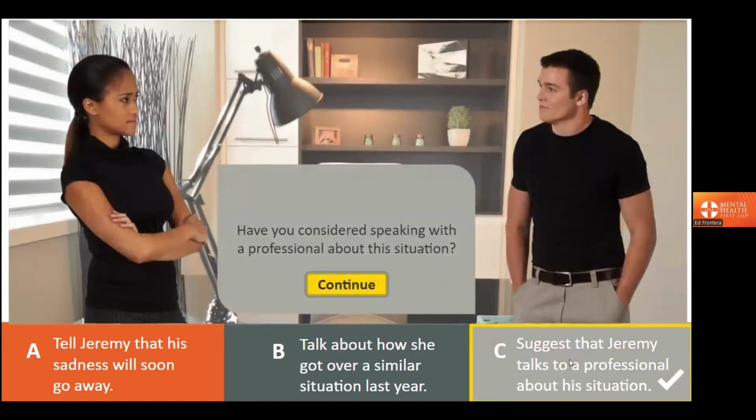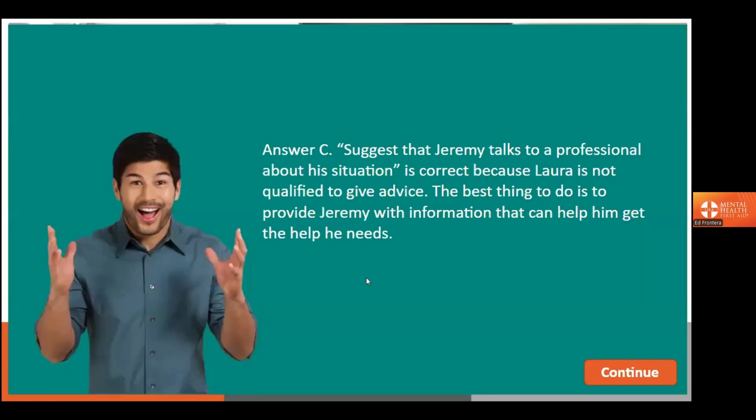Have you considered speaking with a professional about this situation? Answer C. Suggest that Jeremy talks to a professional about his situation is correct because Laura is not qualified to give advice. The best thing to do is to provide Jeremy with information that can help him get the help he needs.